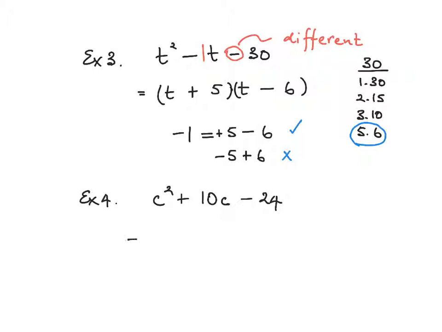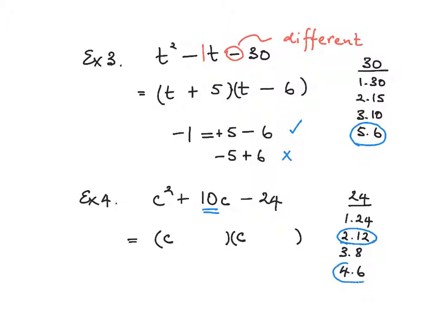Example 4. We know that it's going to be c and c at the start of both brackets. Factors of 24: 1 and 24, 2 and 12, 3 and 8, and 4 and 6. Now which of those pairs of factors can be added or subtracted to give a 10? And, well, now that's an interesting one, I didn't notice that. There are in fact two sets here. This is very useful.